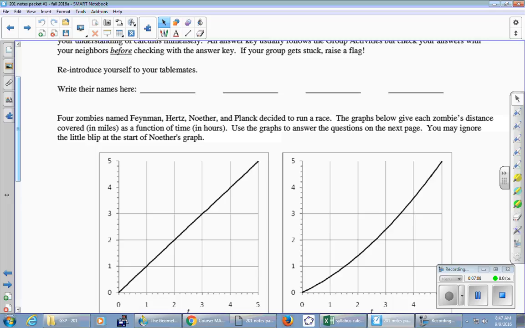Today's class is chock full with lots of calculus goodness, and so I need you to really motor through the questions on the next page so we have time to do the tougher stuff coming up this class, okay? So reintroduce yourselves, look at the pictures, answer the questions on the next page. I will call you back together at some point.